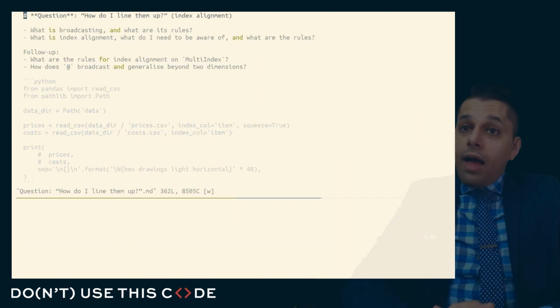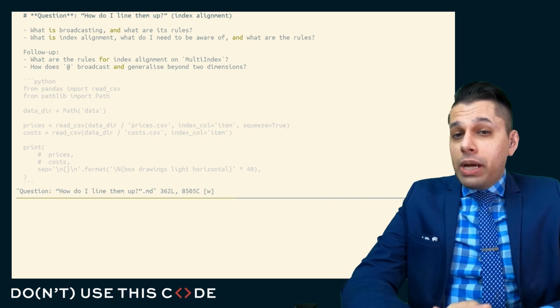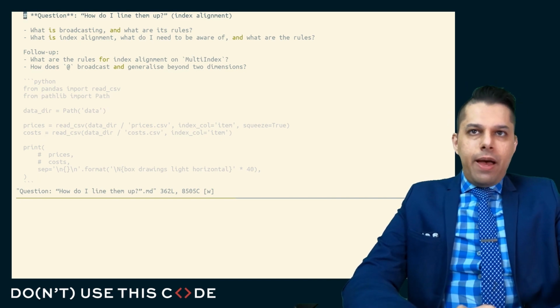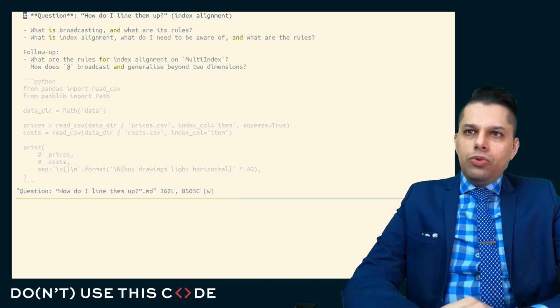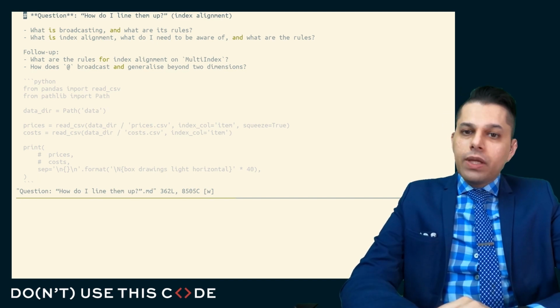Our next question is titled, how do I line them up? And this question is about index alignment. It's about broadcasting. What are the rules of broadcasting in NumPy? What are the rules of index alignment? What do I need to be aware of?